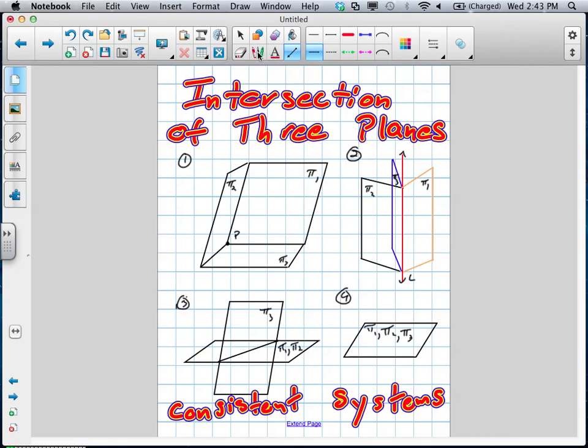So your options for solutions here are a little different. You have the option for a point, option for a line, and then infinite number of lines. These are consistent systems. We're going to learn about inconsistent systems after, and I'll show you what those look like a little later. So what we're going to do is actually show you a consistent system that's coincident.